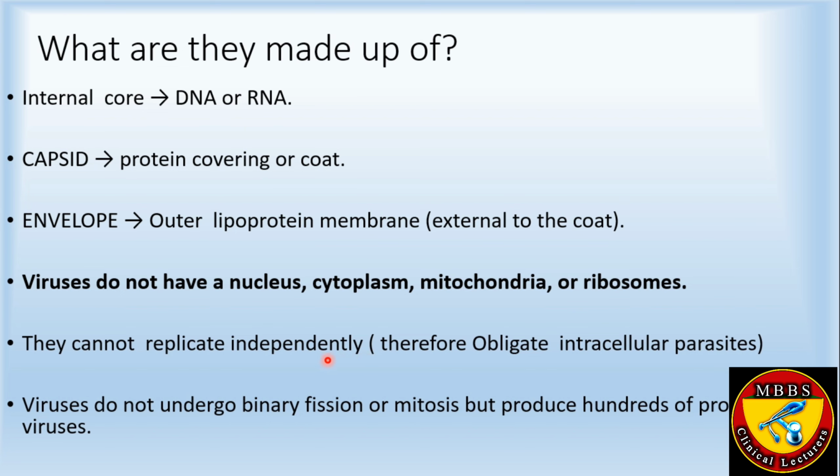Now, they do not undergo binary fission or mitosis. Where do we find binary fission? In bacteria, and mitosis in human cells. But viruses produce hundreds of progeny viruses.